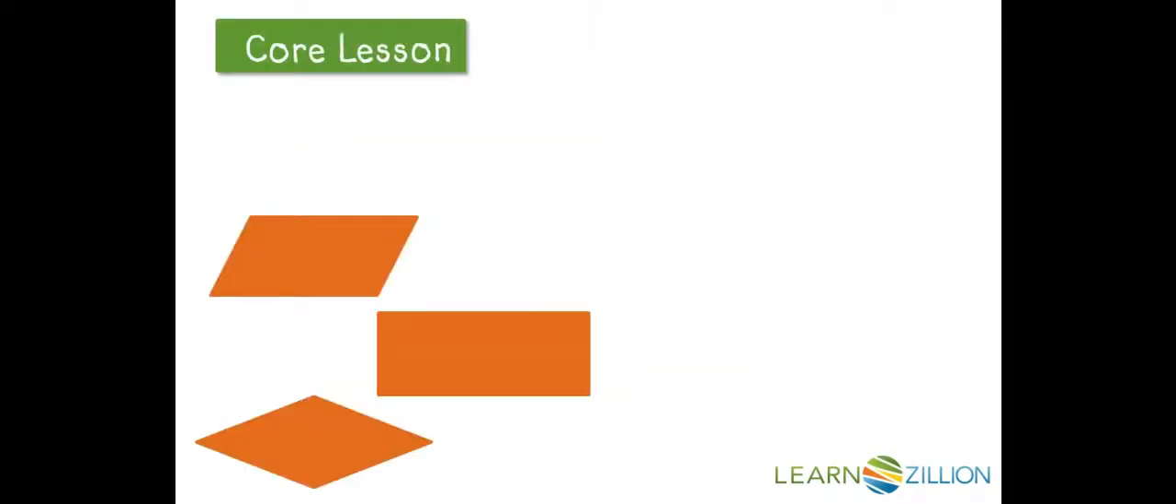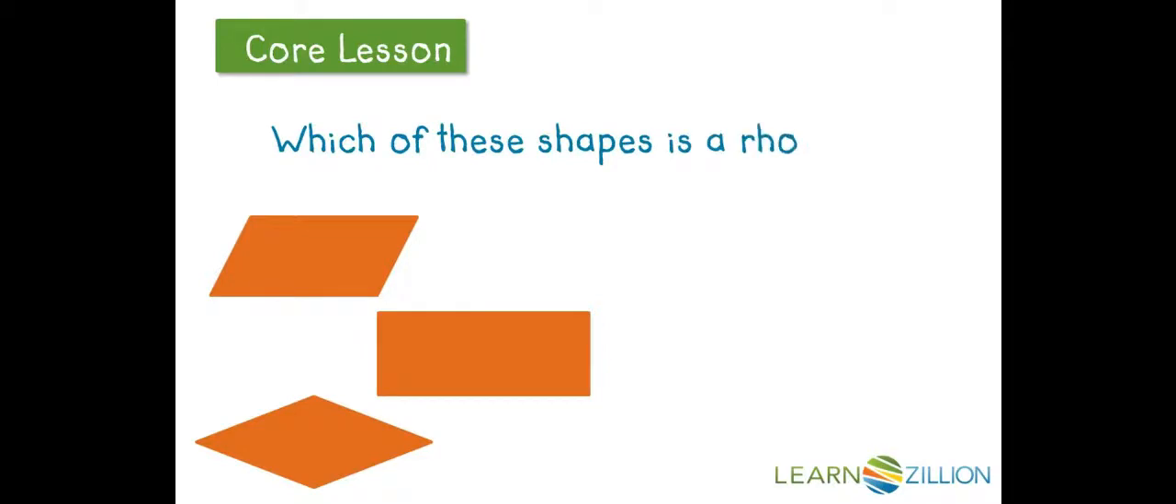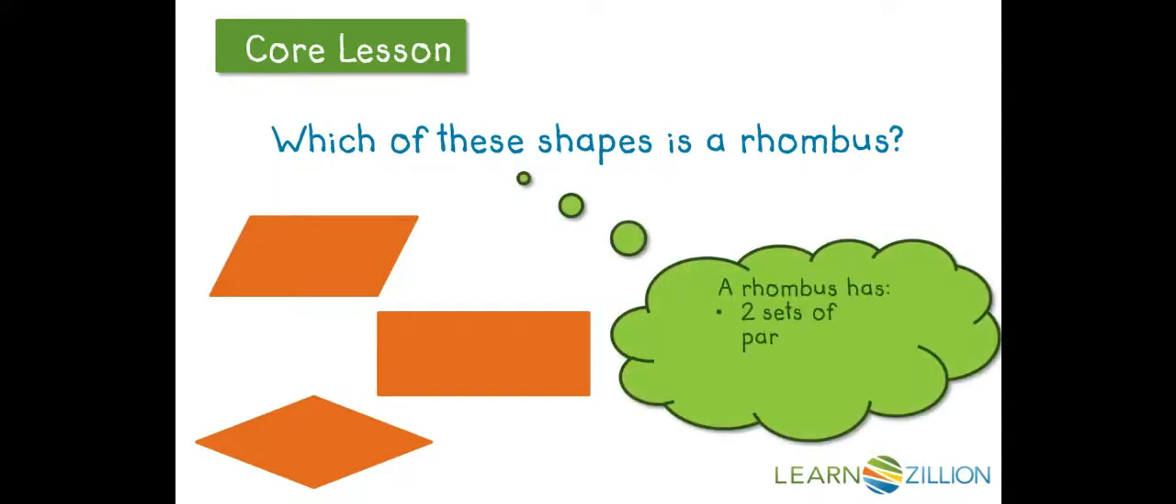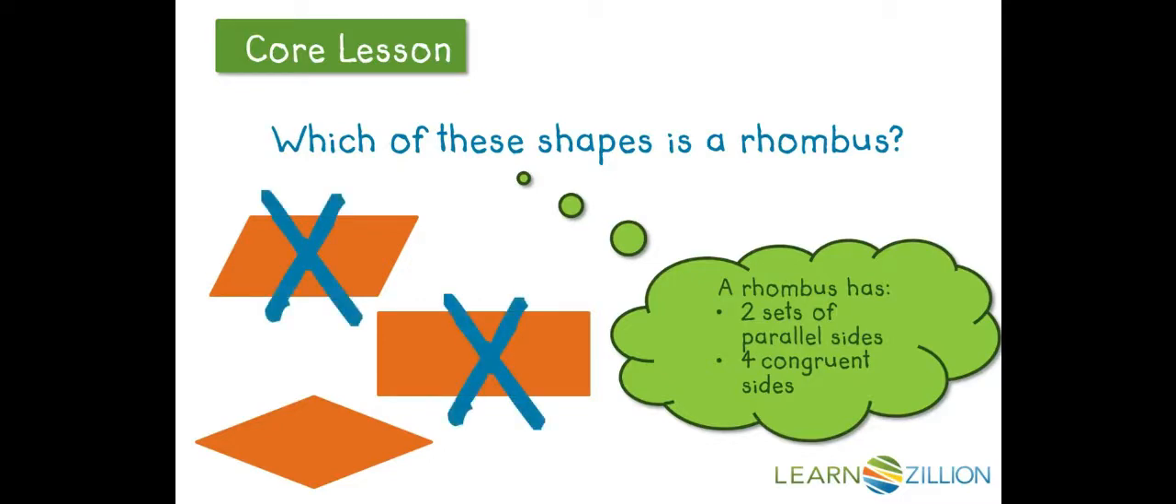You should now know how to tell whether a shape is a rhombus based on its attributes. You know that a rhombus has two sets of parallel sides and four congruent sides. I can see that all three of these shapes shown here have two sets of parallel sides, so they could all be rhombuses. But looking more closely shows me that the shape on top and the shape on the right have only two pairs of congruent sides. Not all four sides congruent, so neither can be a rhombus.